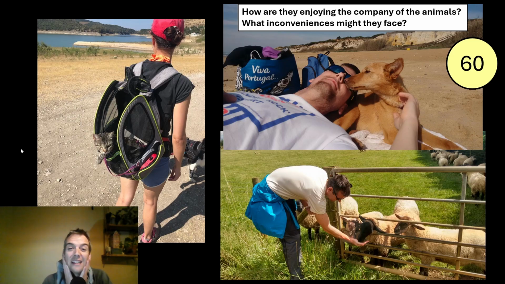Let's do one example together, just because I'm only going to do one and then you can do the rest. I'll put my timer on and I'm going to try and do it in the C1 version, answering the questions. I haven't prepared this, so it might not be perfect. C1, 60 seconds. Compare the photos, compare 2 of the photos, say how they might be enjoying the company of the animals and what inconveniences they might face.